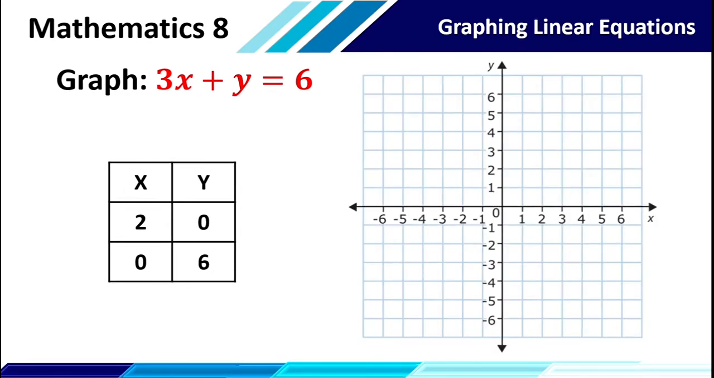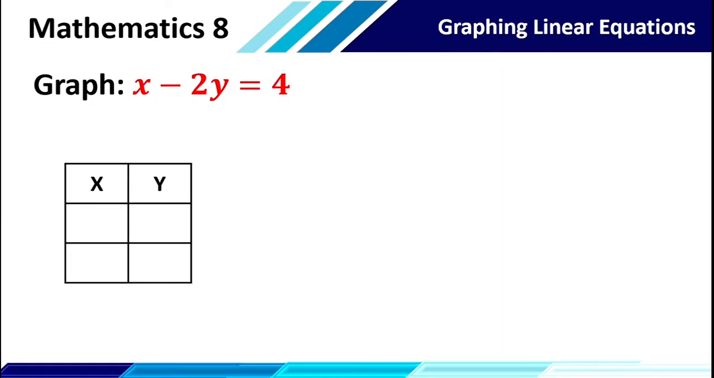Now that our table of values is already complete, we can graph our equation. So we have the coordinates (2, 0), and we also have the coordinates (0, positive 6). Our last step is to draw a line connecting these points, so we will form a straight line again.